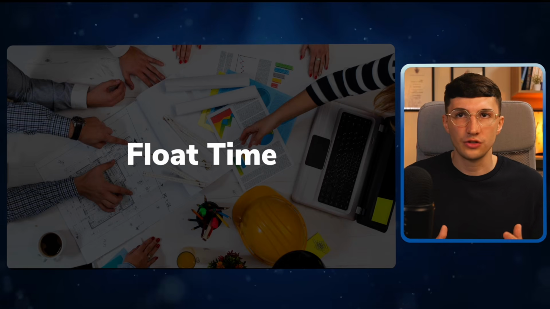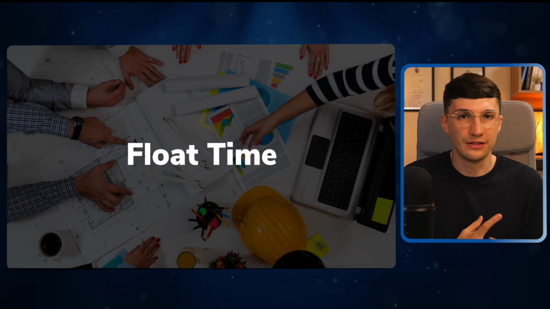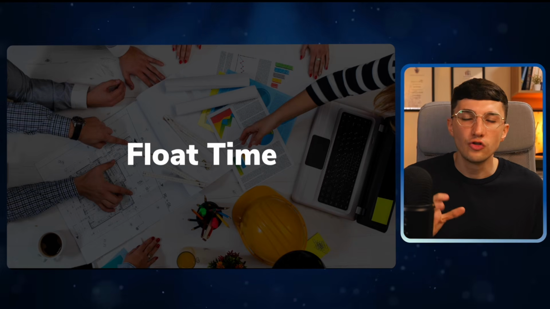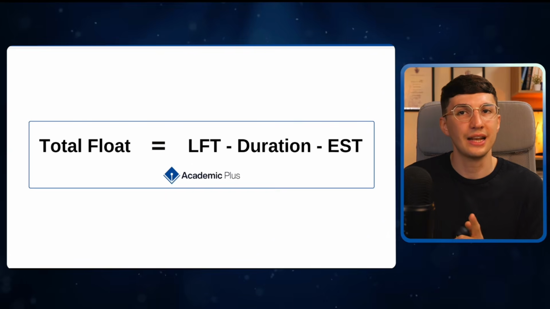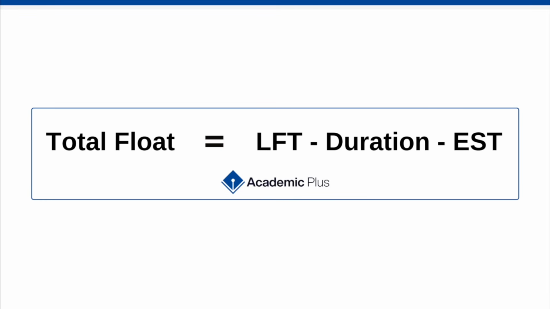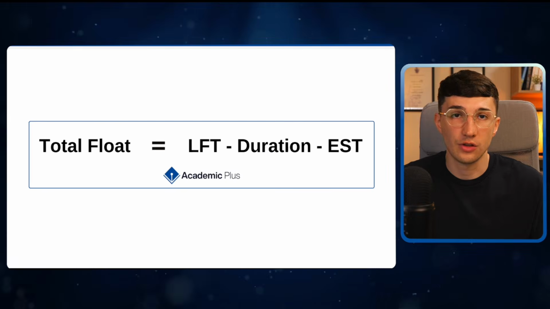Now, throughout those sections of calculating the earliest start time and the latest finish time, I've been saying that some tasks can be delayed. And figuring out how much a task can be delayed by is essentially what we call the float, or the total float time. And all it means is the amount of time a task can be delayed without affecting the overall project completion date. The way we calculate this is we take the latest finish time of that specific task or activity minus its duration minus its earliest start time.